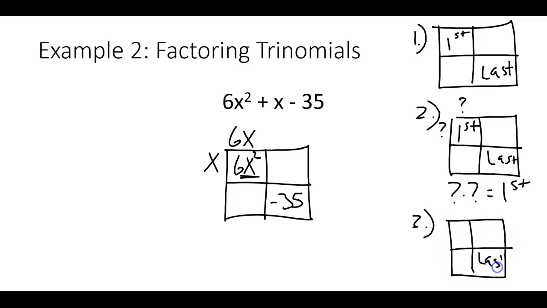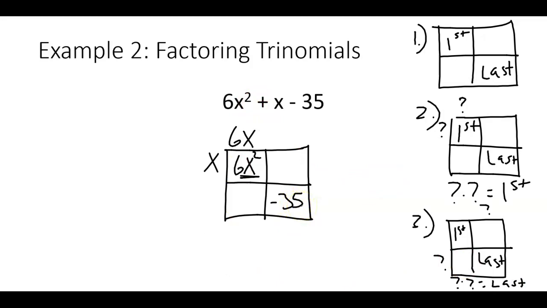Only now we're looking for two numbers that multiply to make the last term. So now I'm looking for something times something, and that's where we'll put them, that when you multiply them together, we get that last term. Okay, so what times what makes 35? Well, it's negative 35, by the way.